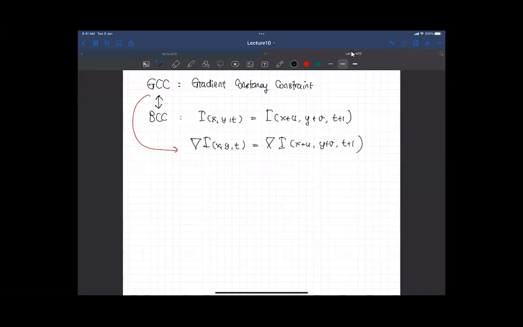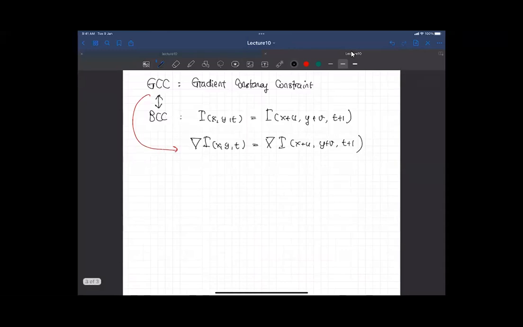For example, if I have this in the first image, and then I turn some of the light off, the appearance will be very different. So PCC doesn't hold anymore. But if you use GCC, it still holds, because the gradient of the pixel will be more robust against the change of the light. So that's the benefit of using GCC. It's more robust to the change of light.